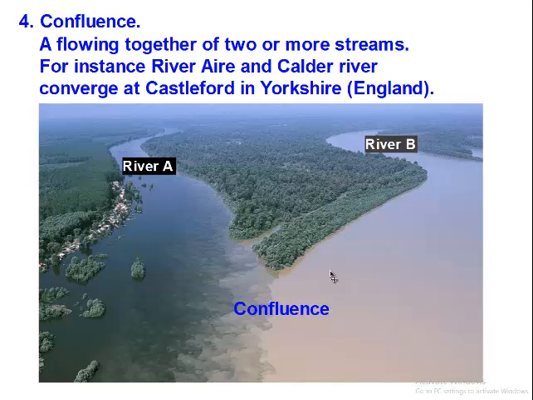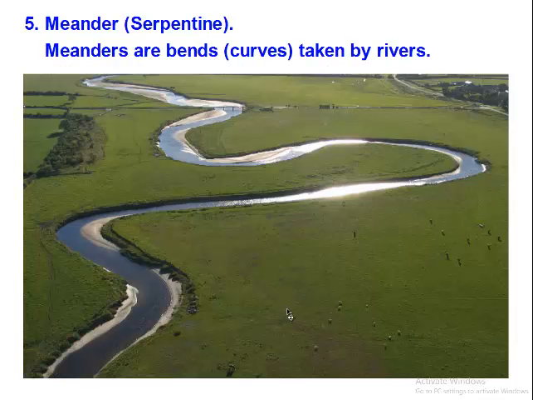Just like in the case of the River Aire and the Calder River in England, they converge at Castleford in Yorkshire, and that place becomes the confluence of the two rivers. Then we also have meander or serpentine. When we talk about meanders, we are talking about curves taken by rivers.